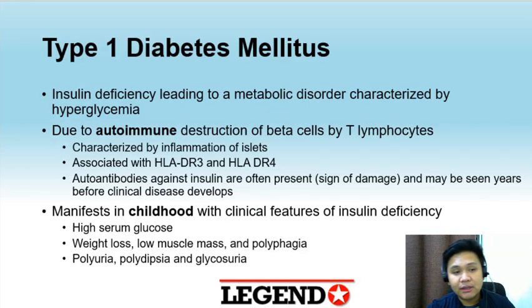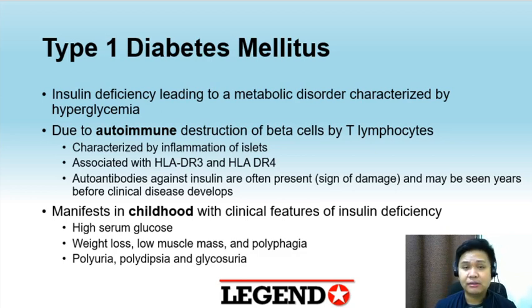So let us begin with type 1 diabetes mellitus. Type 1 diabetes mellitus is due to insulin deficiency, leading to metabolic disorder characterized by hyperglycemia. We know that your insulin is your primary hypoglycemic hormone. With the deficiency of insulin, the glucose levels in blood are not controlled. Therefore, this leads to hyperglycemia.